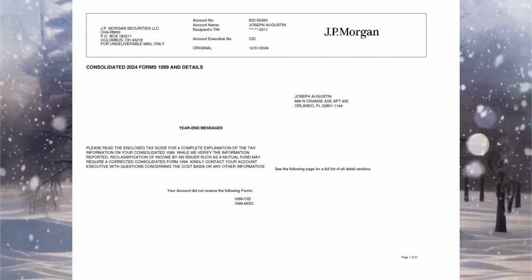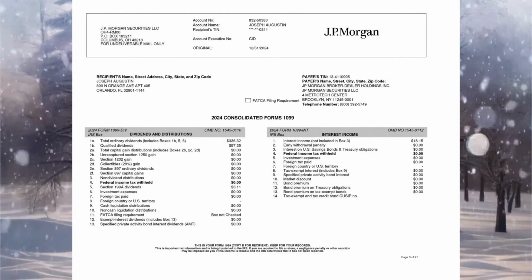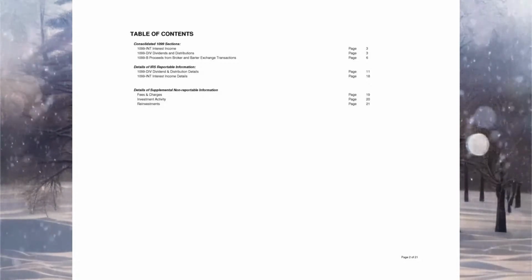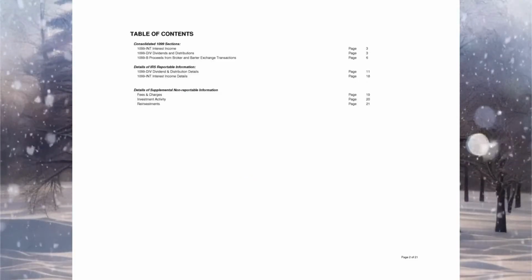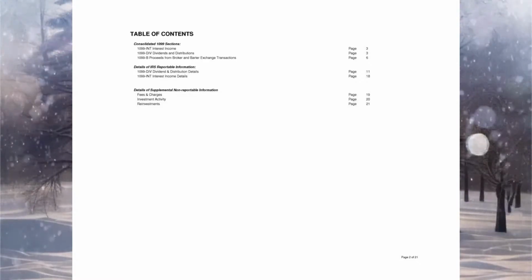You'll notice that it lists toward the middle of it that the following forms were not included. But on the next page, it gives a table of contents. These are the forms that are included: 1099 INT, 1099 dividend, and 1099B. We know the 1099 dividend, we have the definition for that. And in addition to this, we have the B and the interest, and we also have the definition for the interest forms for anybody that may not have known.